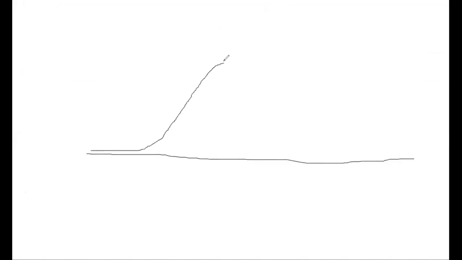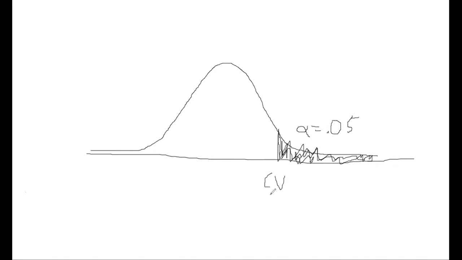Here's our bell curve, and this is just our x-axis. This might be our critical region. This is our alpha, equals 0.05, and the shaded area that I've got here has an area of 0.05. And we saw that right here, this was my critical value, which was a z-score of 1.645.